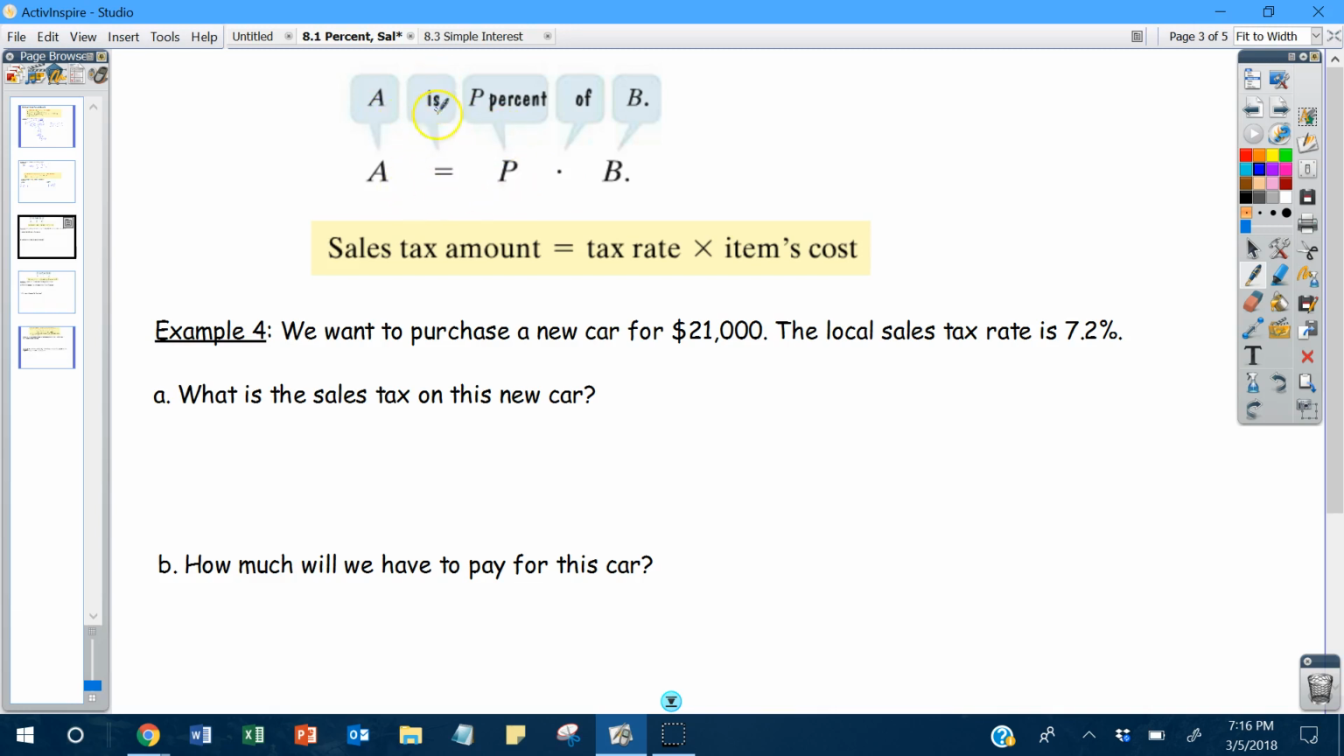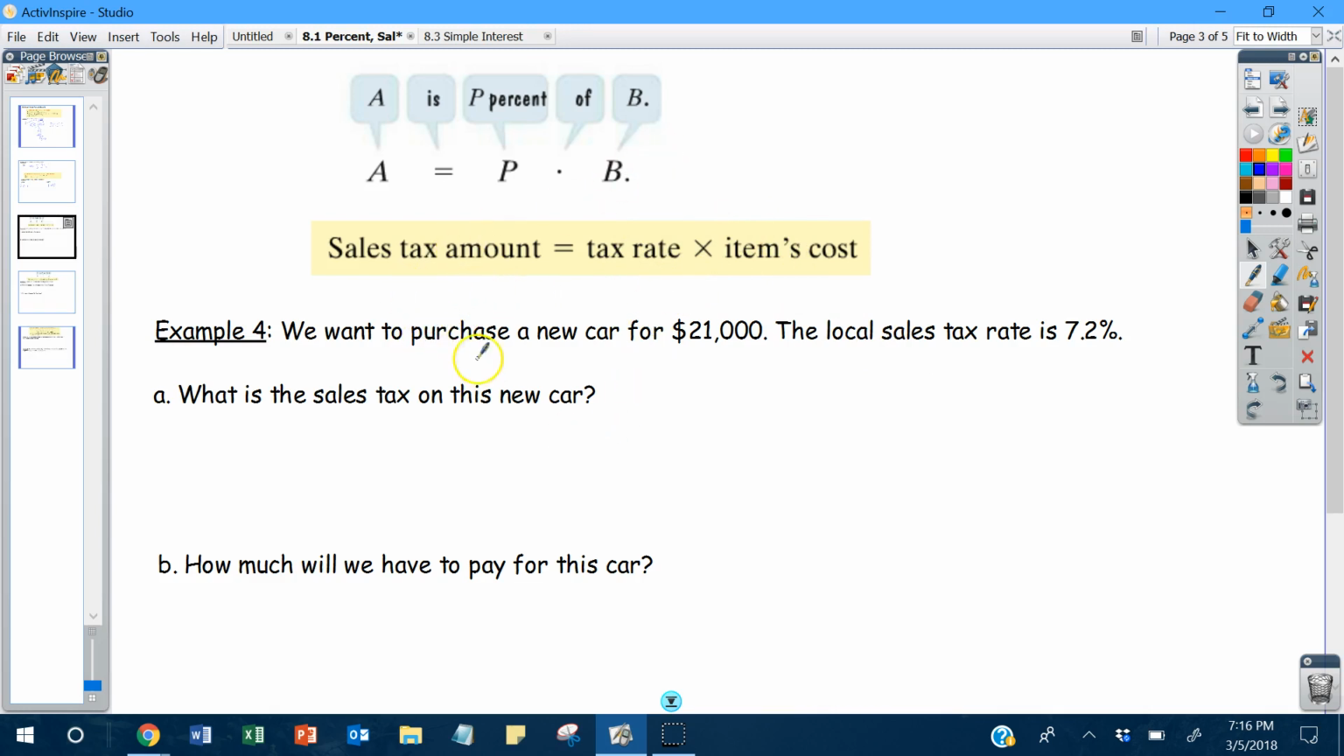We're going to interpret "is" as an equal sign, "of" as a multiplication sign, and then everything else is going to go where it is. So one consequence of just reading this is we have a nice little formula for sales tax amount. If we wanted to calculate the sales tax on a certain item, all we would need is the tax rate and then the cost of the item. If we have those two things, we can multiply them together to get the actual tax.